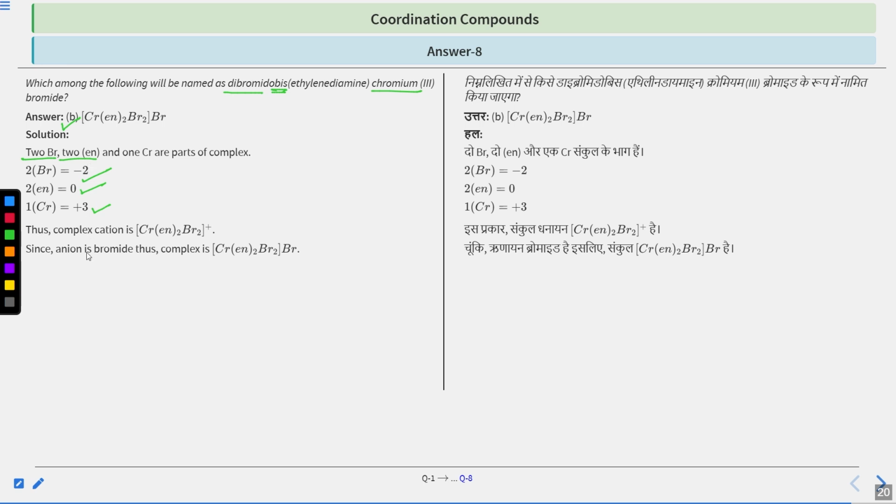Thus, we can say that the complex cation will be [Cr(en)2Br2]+. Right? And since the anion is bromide, because we have been given bromide in the name, at the end of the name, right? That means at the end of the name, we always mention the anion name, right? So the anion is bromide, thus the complex will become [Cr(en)2Br2]Br, right? And thus B option is our correct answer.